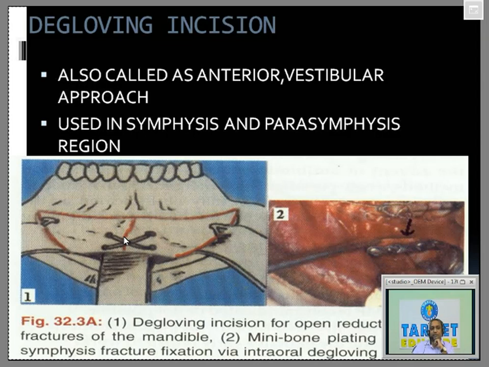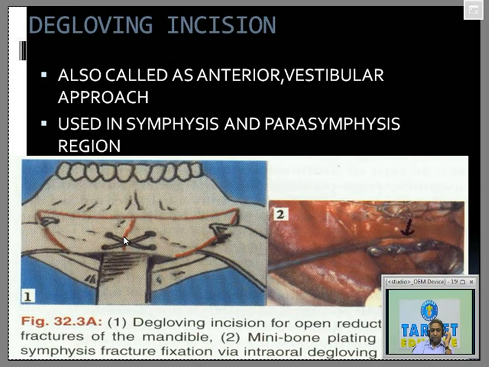Now this type of incision can be used to treat fractures of the symphysis region or the parasymphysis region, maybe the body of the mandible. And a third molar type of incision, like a Ward's incision or modified Ward's incision, can be used in cases of fractures of the angle of the mandible. Now I will just brief you about the anterior vestibular approach.